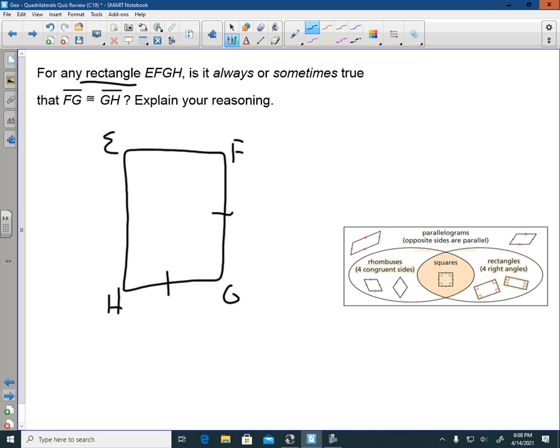Well, it's not going to be always true, because if it were, then that rectangle would be a square, and we have rectangles that are not squares. We could have something like this in a rectangle, which would mean that those 2 sides are not congruent, and so we're going to have to say that it's sometimes true. It is sometimes true in the case of the square, but otherwise not so much.